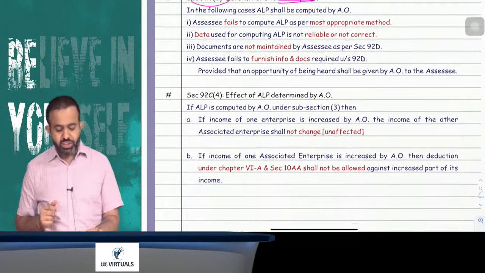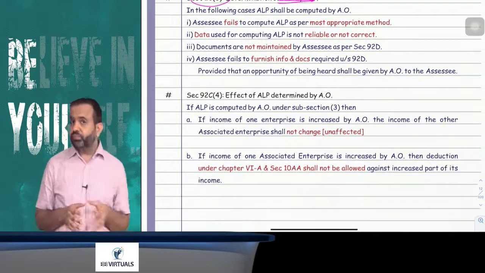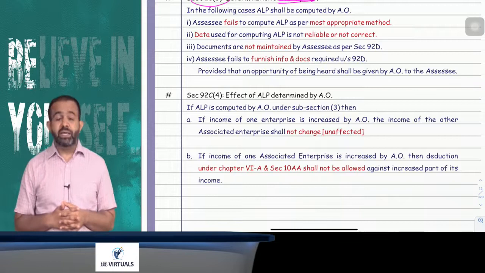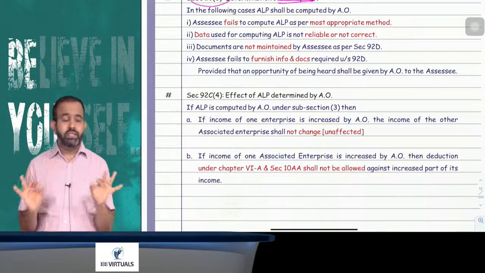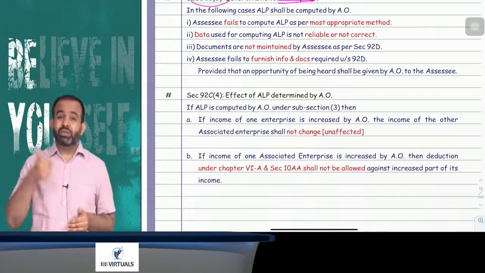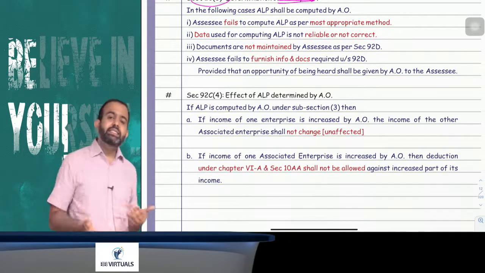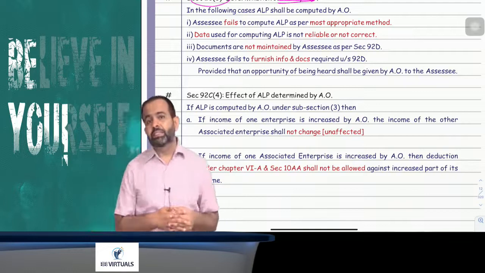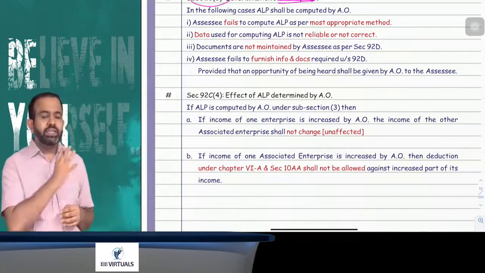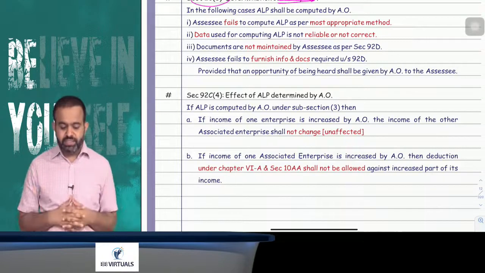So everyone, just pay attention. Section 92C subsection 3 says there are 4 cases in which your arm's length price will be determined by the assessing officer. First, the most appropriate method is not followed. Second, the data used for computation of arm's length price is not reliable or correct. Third, documentation is not maintained by the assessee, or fourth, documentation is maintained but not submitted to the income tax department. In these 4 cases, your arm's length price will be determined by the assessing officer.